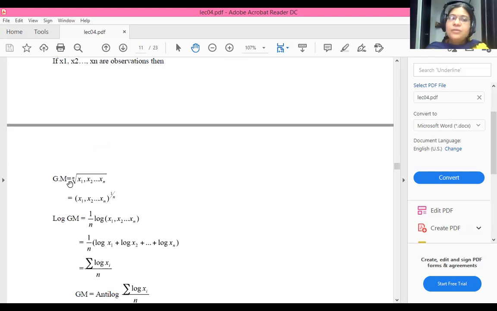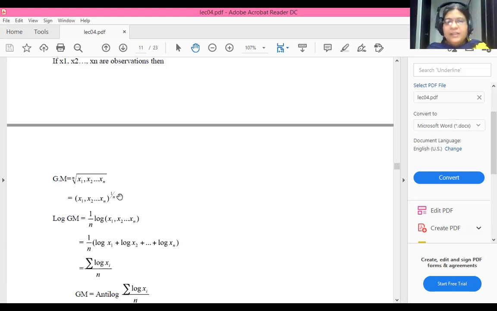Understand? So if my observations are 5, then my n is 5. If my observations are 10, then my n is 10. It's very simple. Then the nth root of x1, x2, xn, where I am multiplying x1 into x2 into xn. This root can also be written as the power 1 upon n.